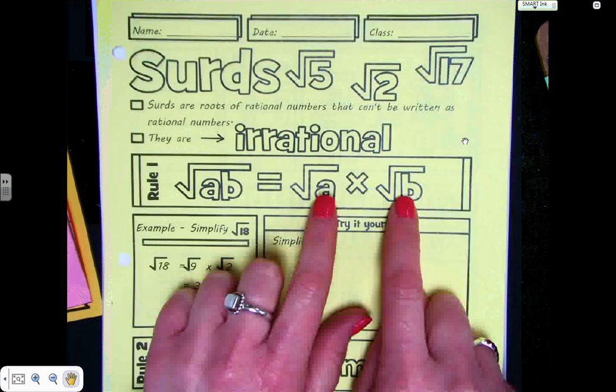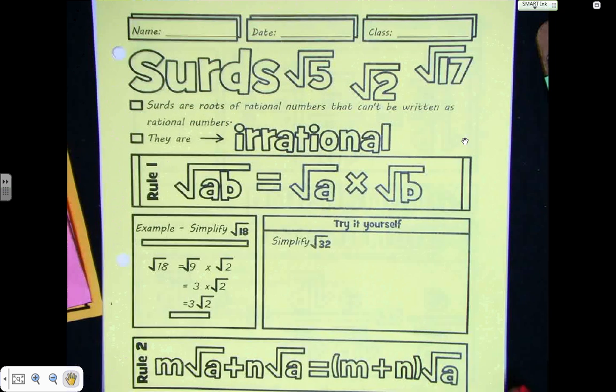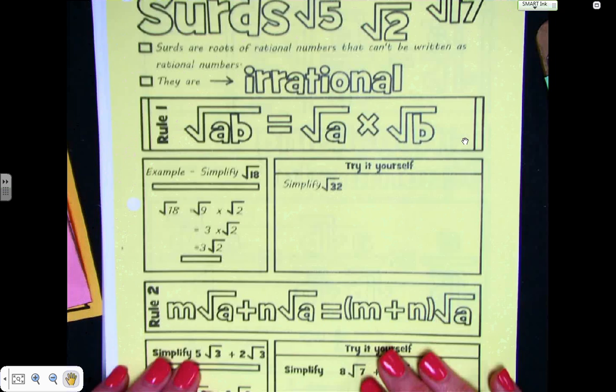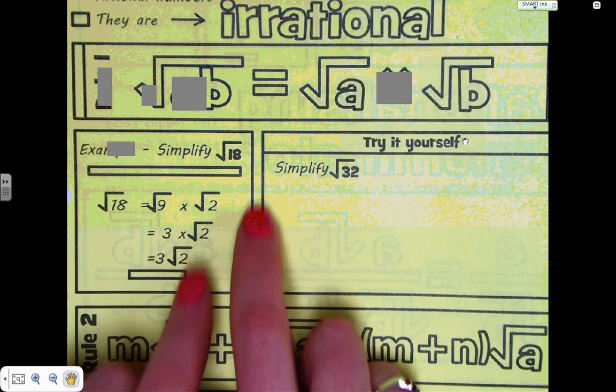And if one of those is a perfect square, I can take the square root of it and I get a different answer, okay? I get an exact answer. For example, look at this problem right here. The square root of 18, okay? The square root of 18.